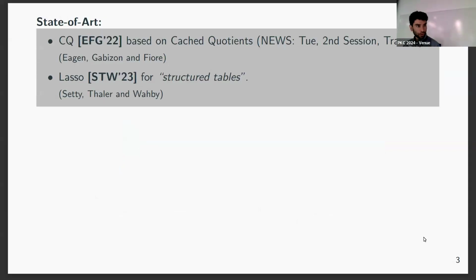Good. So, a very brief state of the art. The most efficient schemes we have right now: one is CQ by Eagen, Davidson, and Fiore, and this scheme uses a technique called cached quotients. Then there is Lasso by Setty, Thaler, and Wahby. The difference between these two papers is that Lasso works for a subset of all the possible tables.